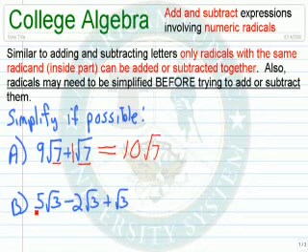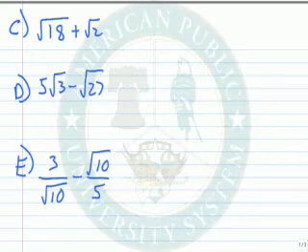How about if we look at the second example? 5 times the square root of 3 minus 2 times the square root of 3 plus the square root of 3. Notice inside we have the square root of 3, the square root of 3, the square root of 3. There's an understood 1. So we have 5 minus 2 is 3. 3 plus 1 is 4 times the square root of 3.